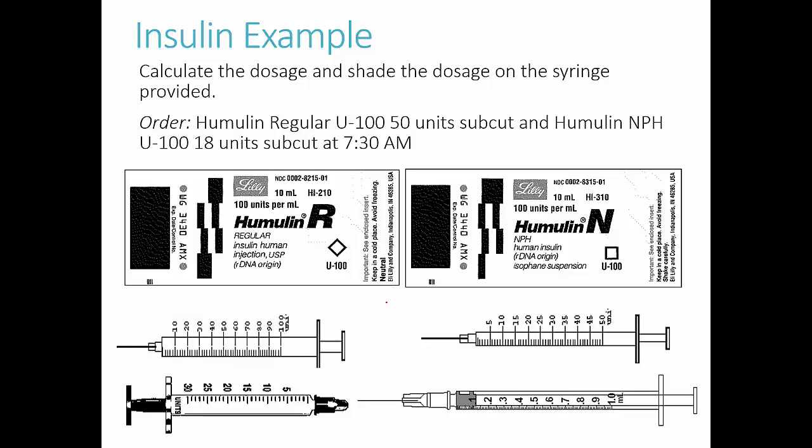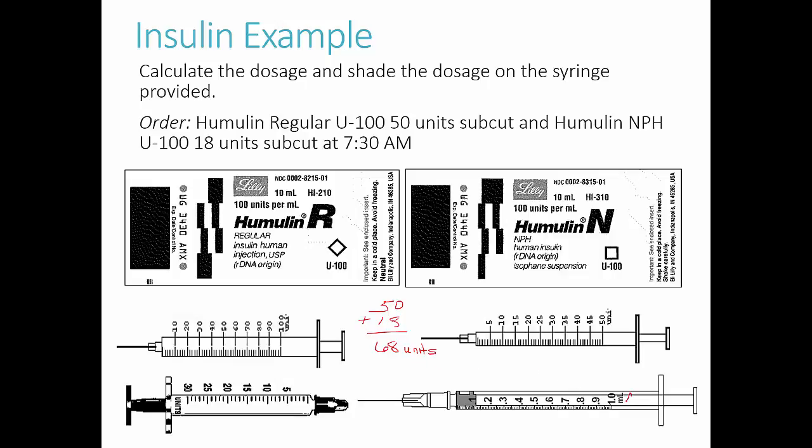So I'll do the math. I want to give 50 units of the first type, and I want to give 18 units of the second type. So I want to give a total of 68 units. And because it is all U100, I want to use an insulin syringe.